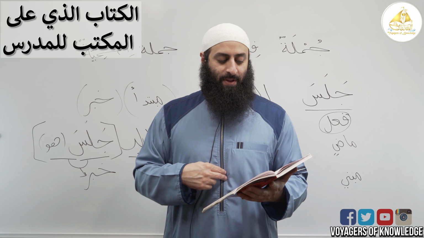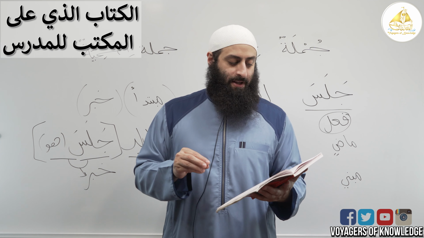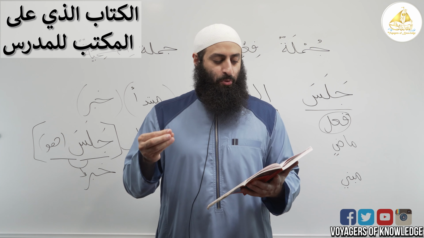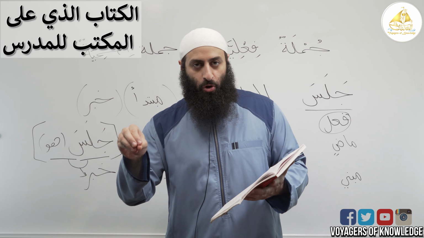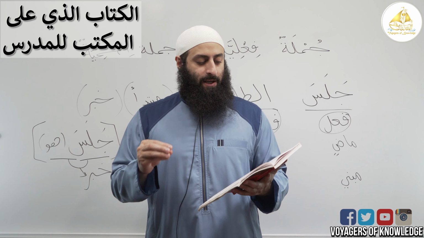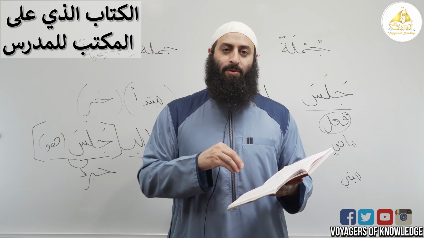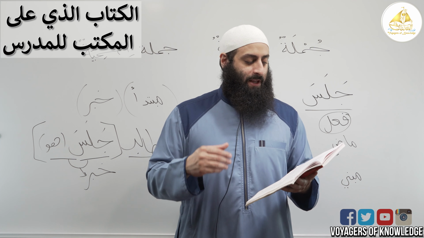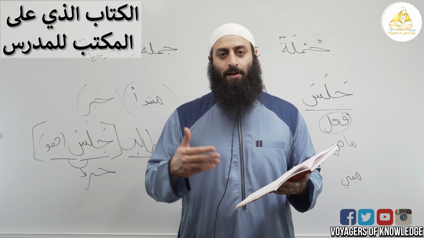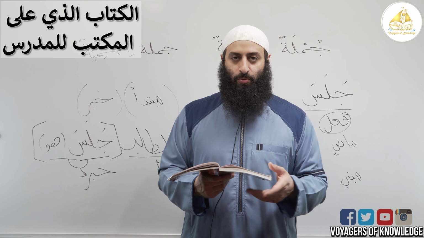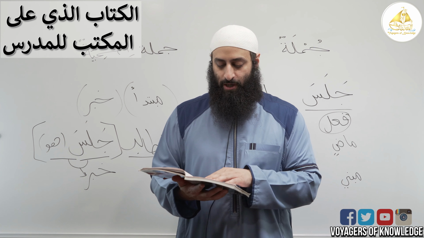السؤال الثاني الكتاب الذي على المكتب. الكتاب and الذي. The book which is on, the book that is on, right? الكتاب الذي على المكتب. مكتب is desk or office. للمدرس. It is for the mudarris. The book that is on the desk is for the mudarris, or it belongs to the mudarris.